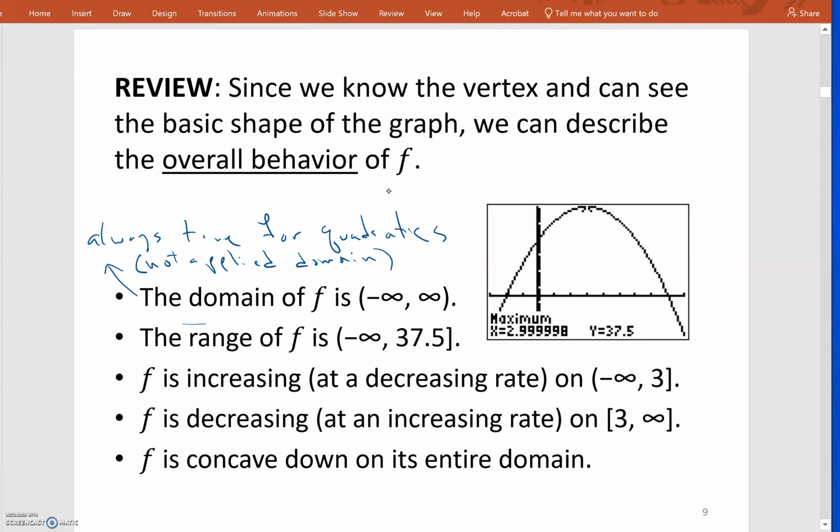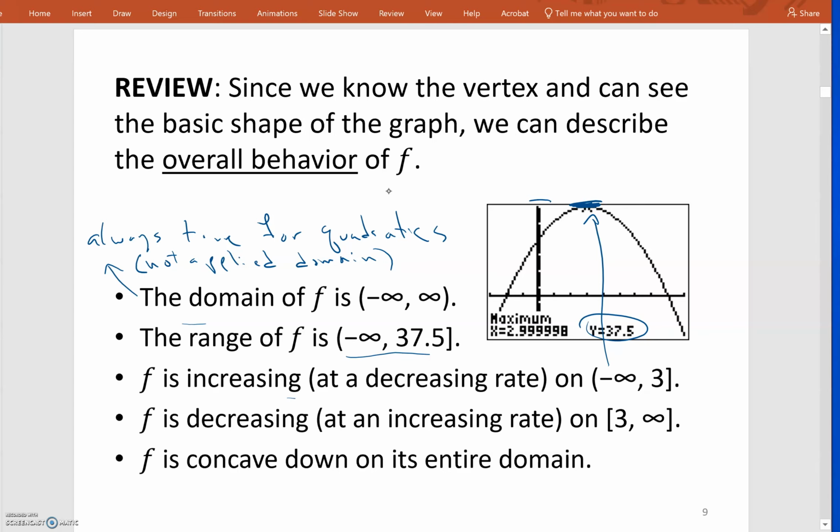What about the range? Since it's opening downwards, it's going to be from -infinity up to the y-coordinate here. The y-coordinate of this is 37.5. So that means our range is -infinity up to 37.5. If this had been an upwards facing parabola, the range would be from the y-coordinate up to +infinity.